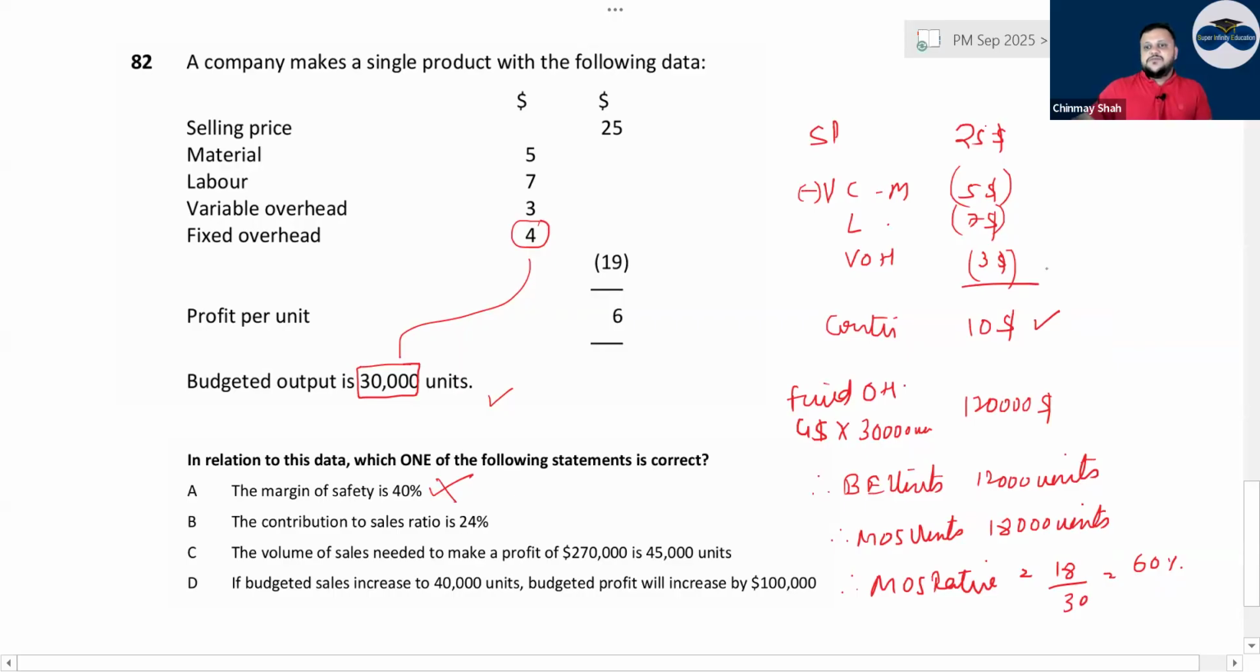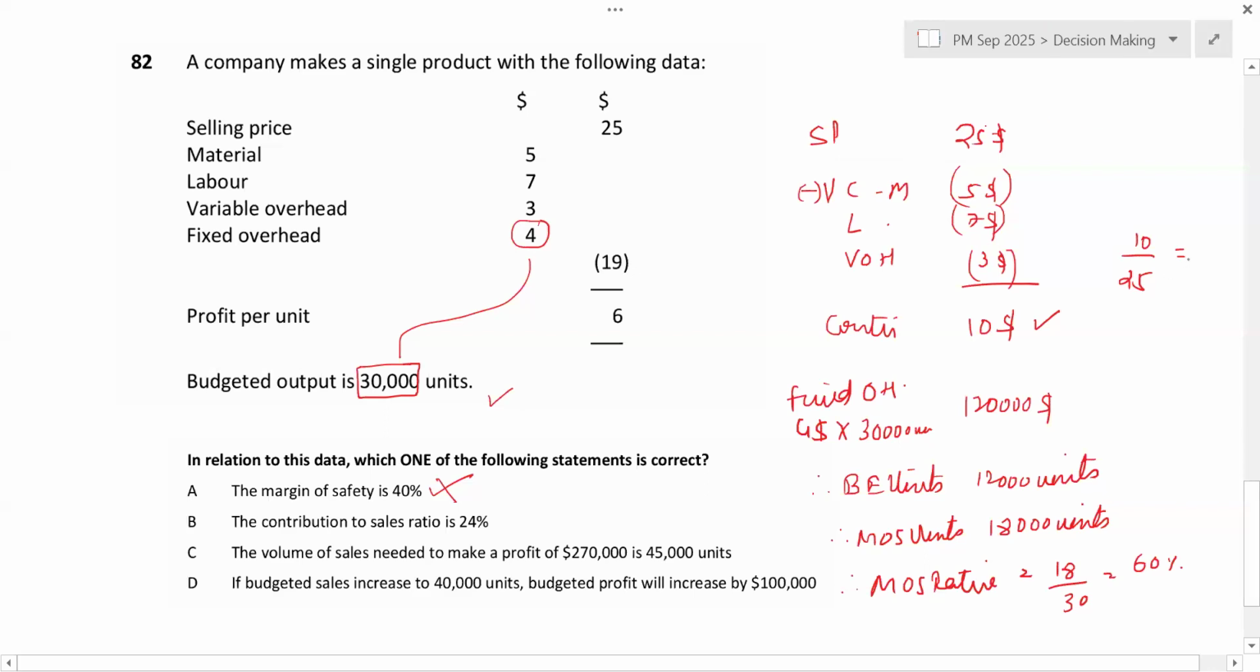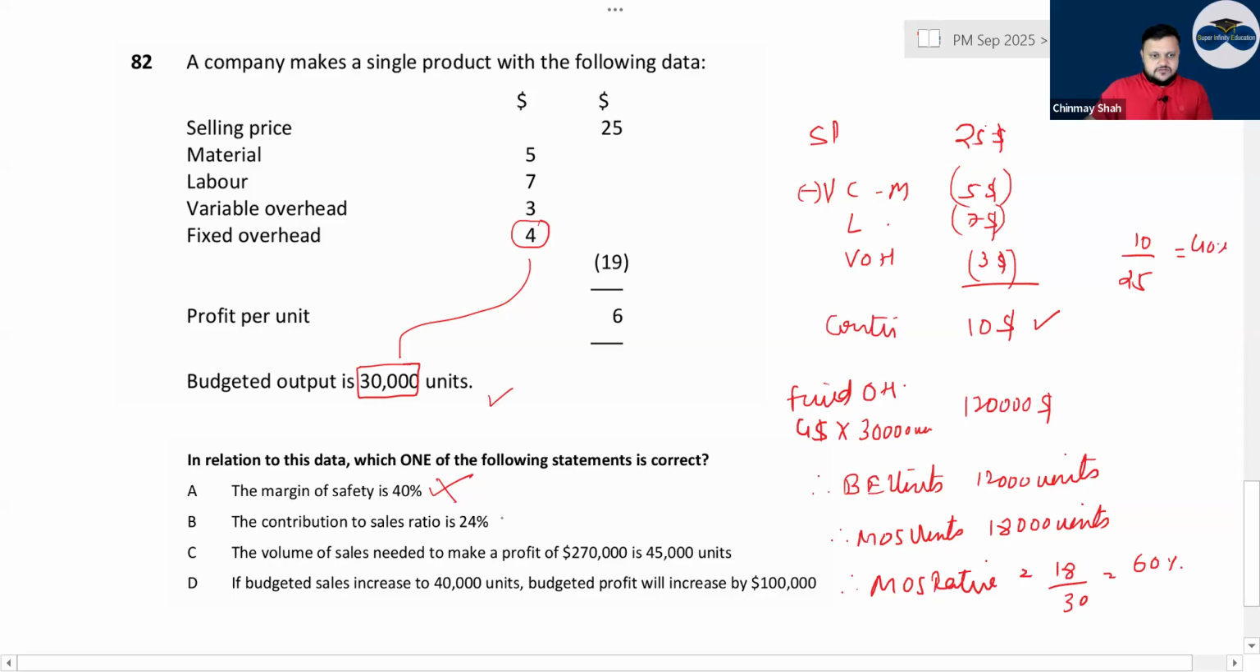Contribution to sales ratio is 10 by 25. How much is 10 by 25? 40%. This is also wrong. The volume of sale needed to make a profit of 270,000 is 45,000 units. How to do this? Tell me.